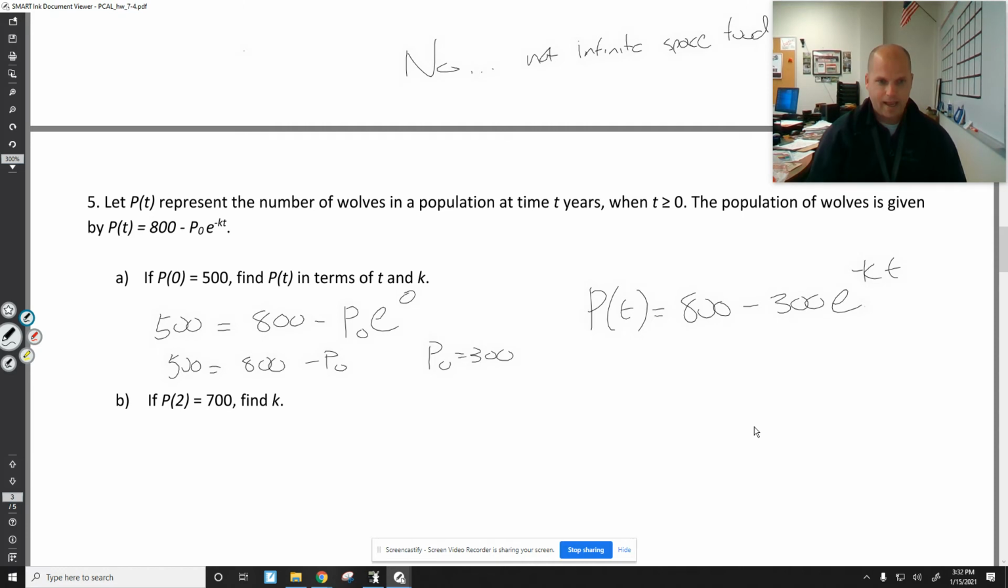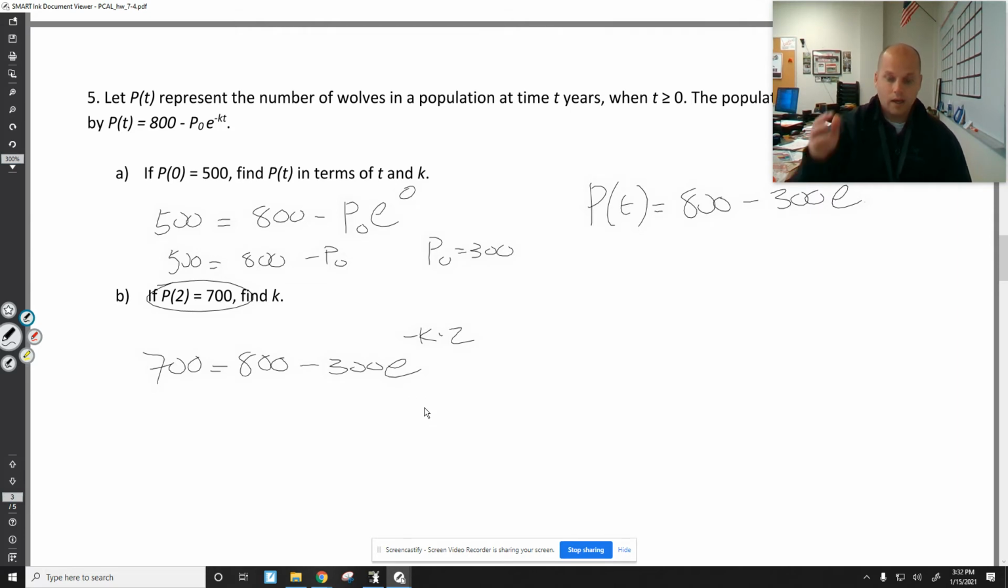Now we're going to find k using this point, (2, 700). So 700 for P of t equals 800 minus 300 e to the negative k. Negative k is just like the exponential growth constant times 2. We'll solve by isolating the e to the power, take the natural log of both sides, divide by negative 2. So subtract the 800. I get negative 100 equals negative 300 e to the negative k times 2. I'll divide by the negative 300.